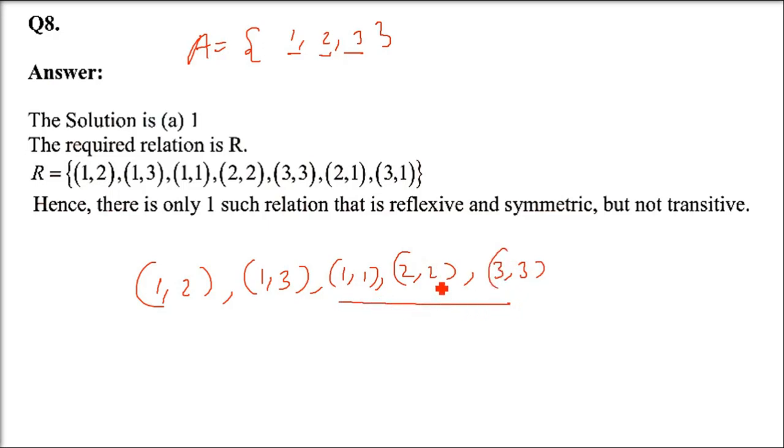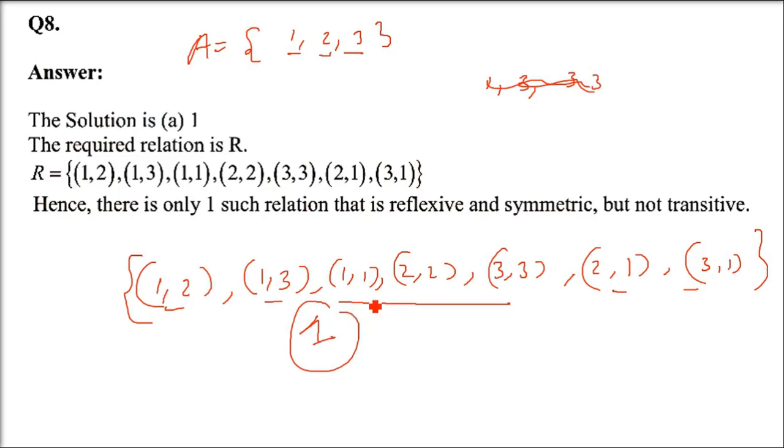We added this. Coming to symmetric. (1, 2) is there, so you have to add (2, 1). (1, 3) is there, so you have to add (3, 1). What I am trying to suggest here is, in order to make it symmetric, if (1, 2) is there, that is (a, b) is there, (b, a) should be there. (1, 3) is there, so (3, 1) should be there. Now, since we have taken all this, it is reflexive and symmetric, but as we have discussed in the previous questions also, it is not transitive. You can try any of these. It is not transitive at all.